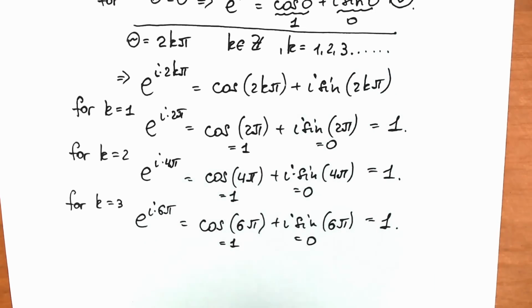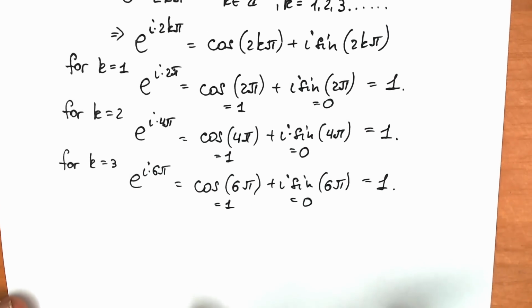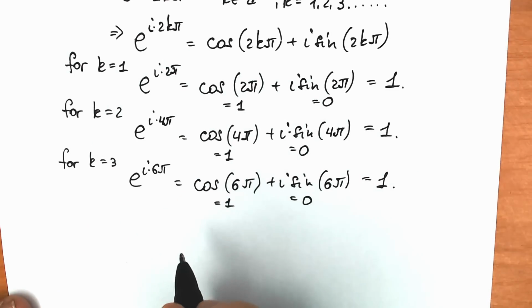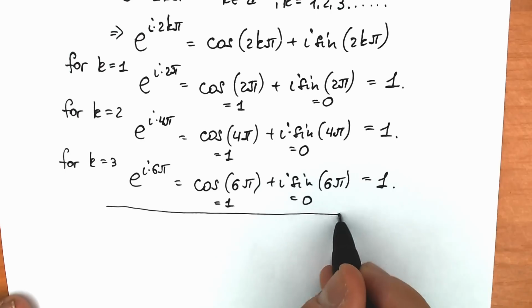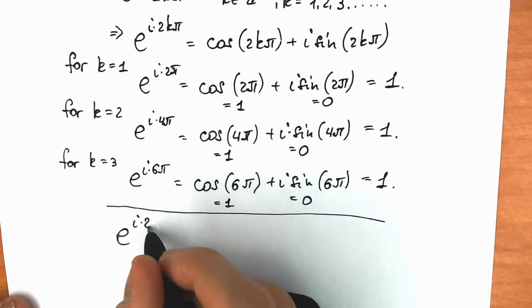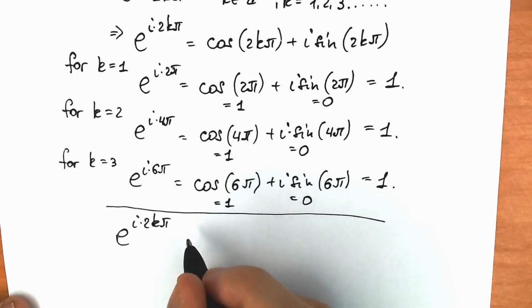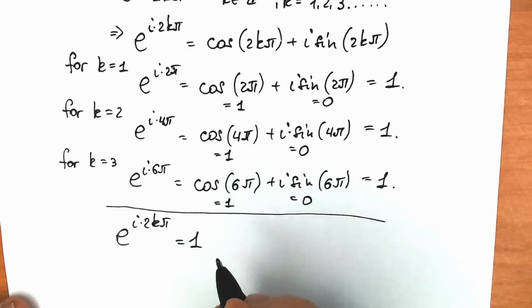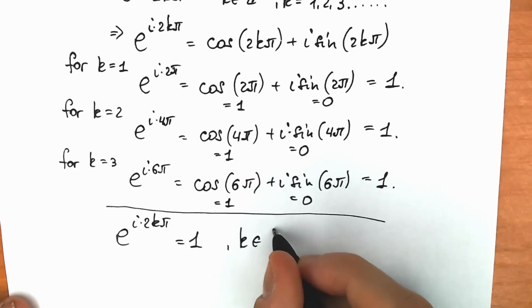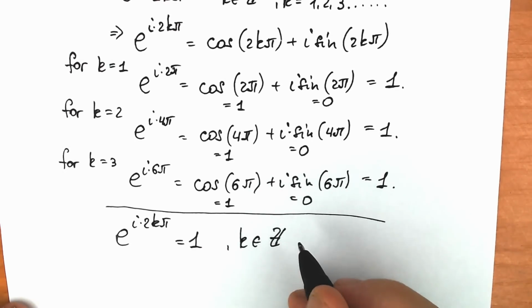So here is the main note from me. So let's write it. This expression on the left side, e to the power I times 2k pi. So let's split this part, because this is like a proof. We have right here e to the power I times 2k pi equal to 1. Okay, after all of this proof, this expression is equal to 1 when k is an integer.